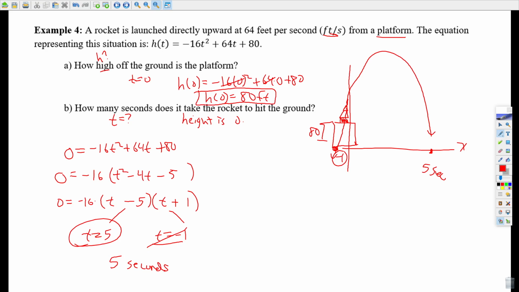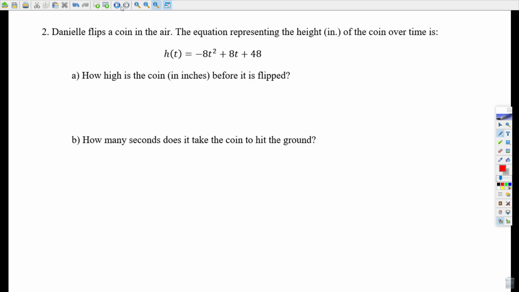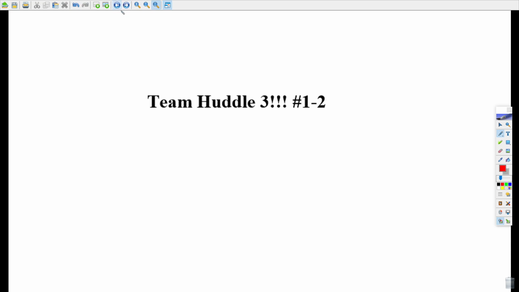And that is enough to finish this lesson. We did both word problems, and there are 2 word problems for you to finish as well. And that will be the end of 6.7.